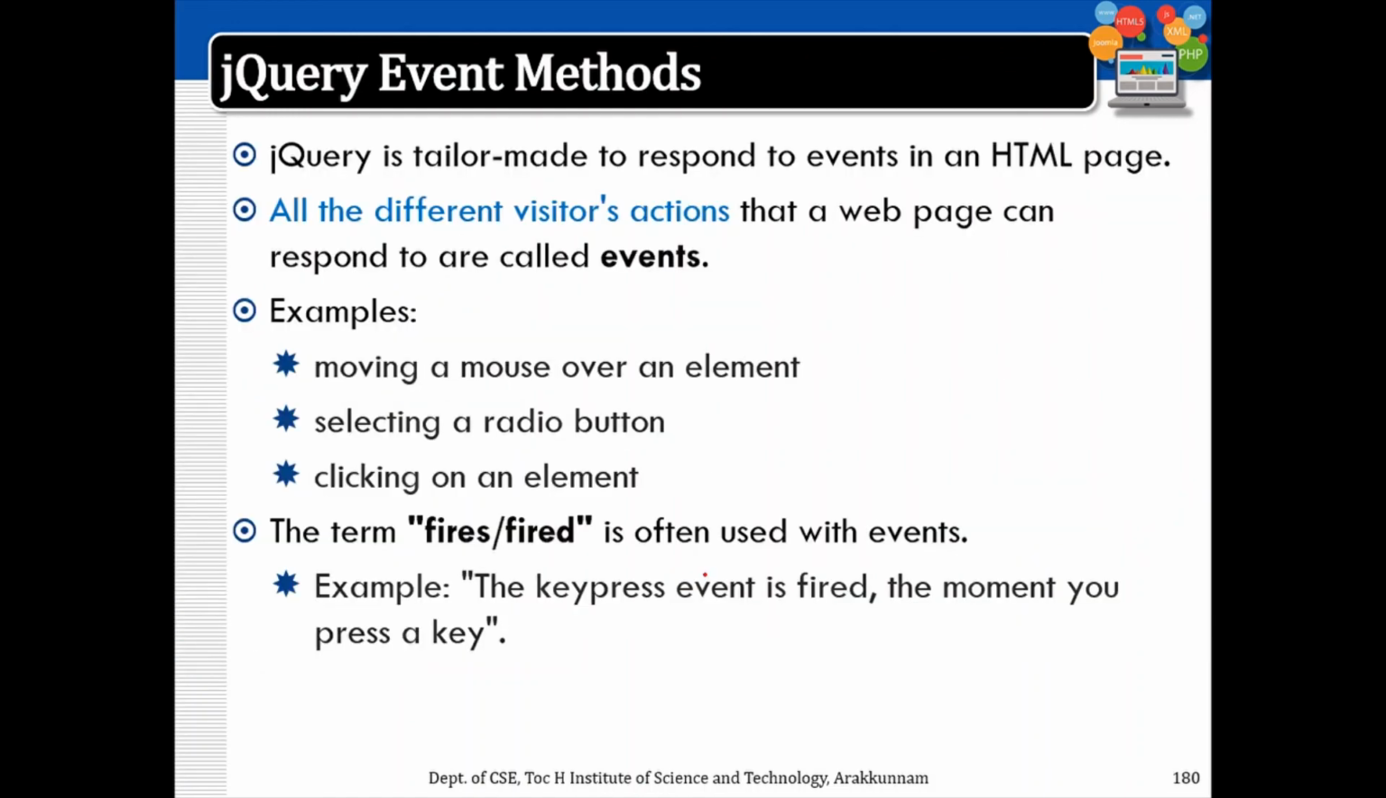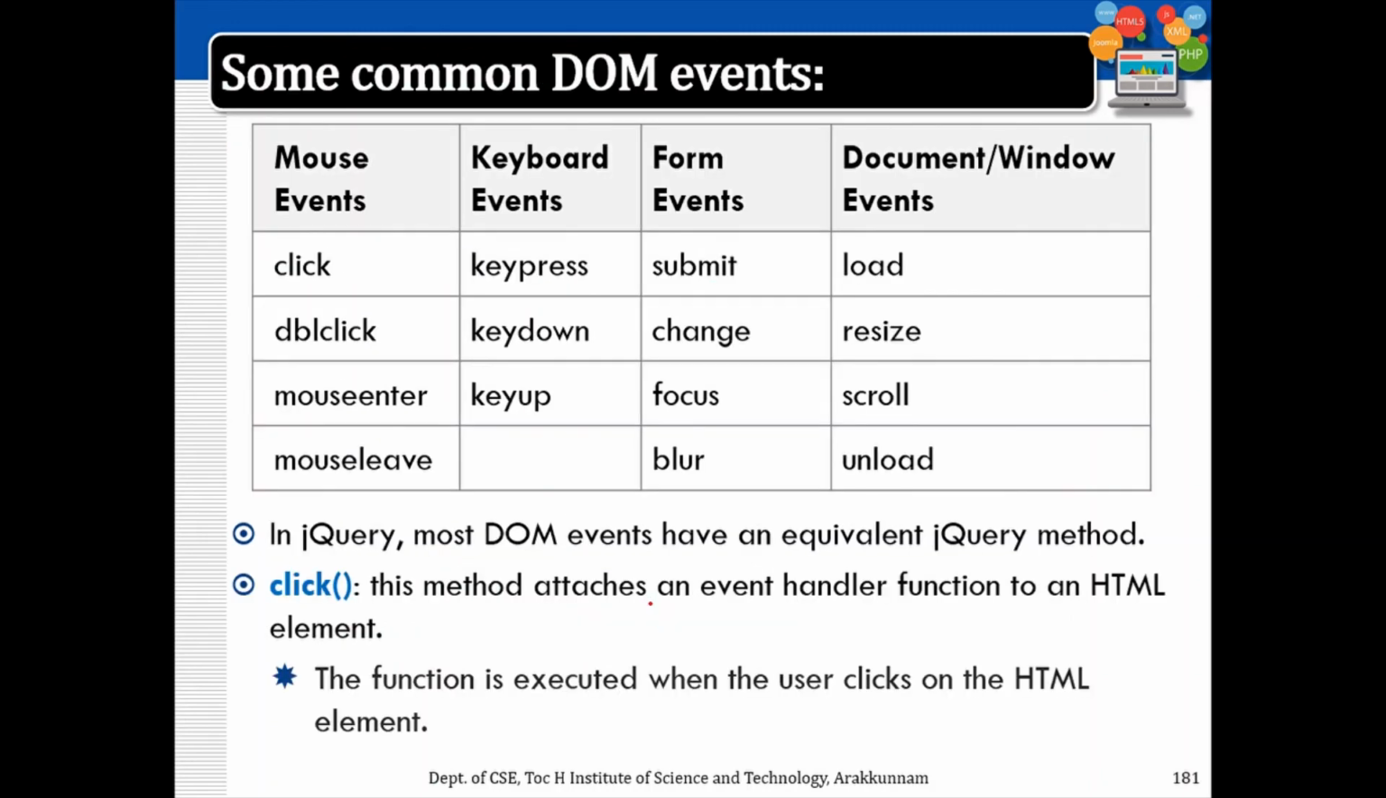Then jQuery events, event methods are also there. All the different visitor actions that a web page can respond to are known as events. So the concept of event is similar. So jQuery can fire certain functions on recognizing a certain event. If a key press event is fired, then the moment you press a key, you have to do something during an event. Some of the DOM events for jQuery are click, double click, mouse enter, mouse leave.